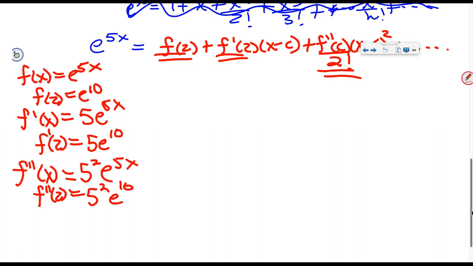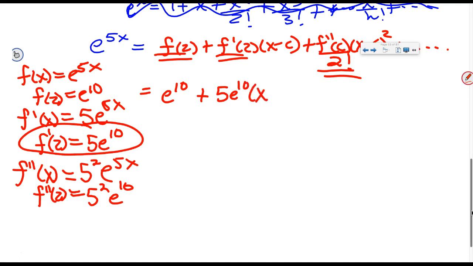So let's go replace those up here. F of 2 was e to the 10th. F prime of 2 is 5 e to the 10th times x minus 2. Sorry, I should have put my c in there. Why not? I put it in the f ofs. Look at, I mixed them all up here. This was a 2 and a 2.